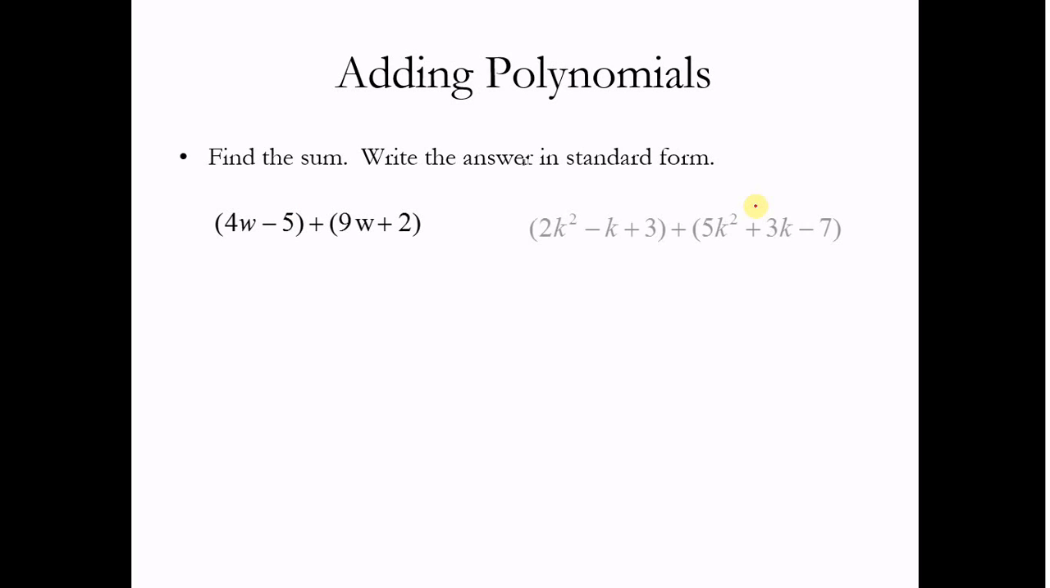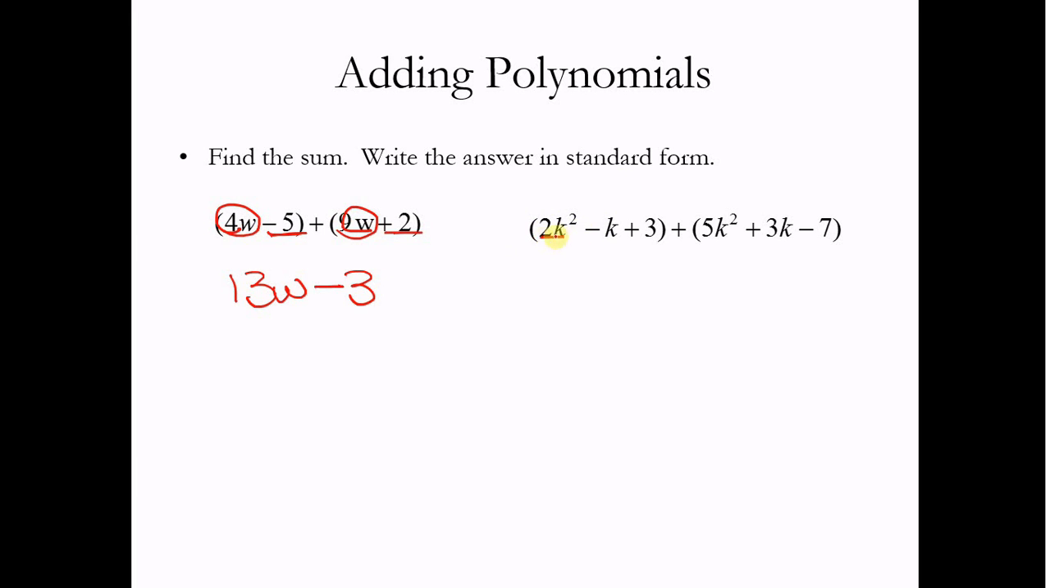What if you just add polynomials? So we're going to add these two together. You're going to add like terms. So I'm going to add the 4w and the 9w together, and the -5 and the +2. So 4w plus 9w, that is 13w. -5 plus 2, it's -3, right?